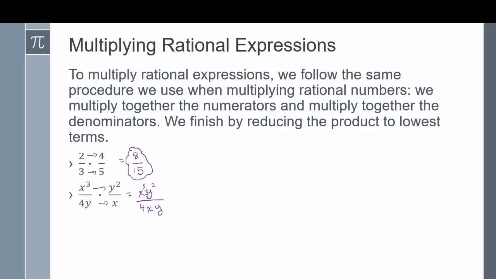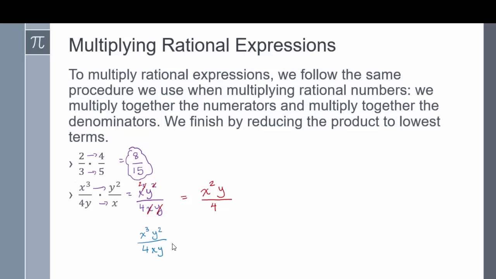I notice that I have x cubed divided by x, which means that I can take an x out of here. I also have y squared divided by y, which means I can take a y out of here. And what I'm left with is x squared y divided by 4.